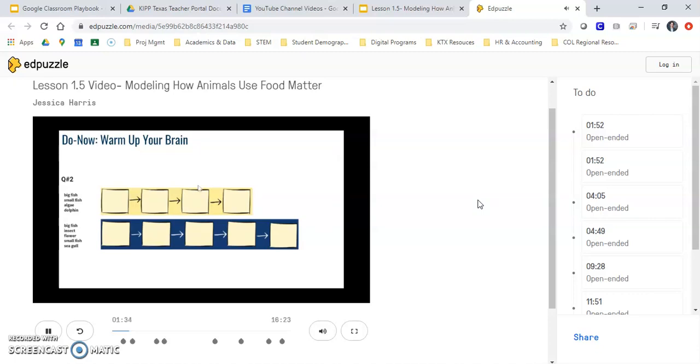Once more, you're going to list the organisms on this side in the correct order from left to right based on how energy flows through this food web or this ecosystem. Go ahead and pause the video here to get to the right answers and then hit play once you're ready to move on.